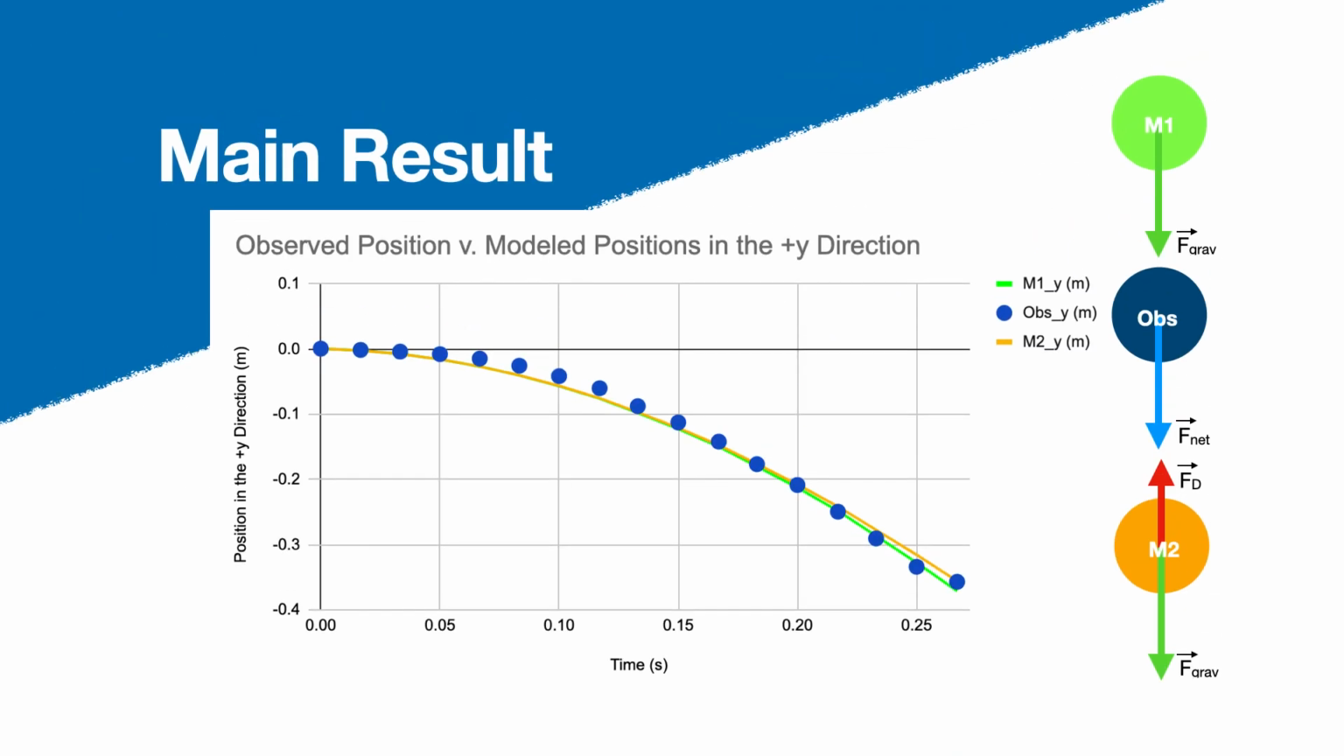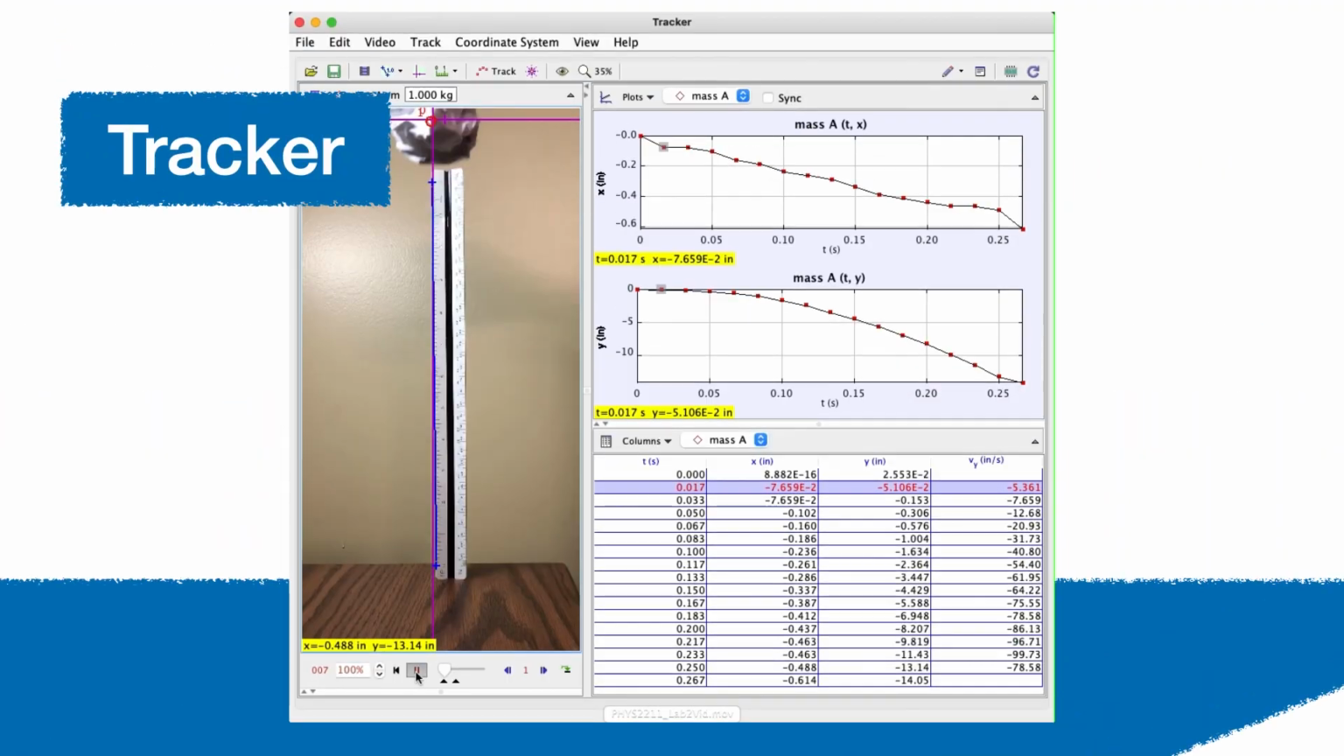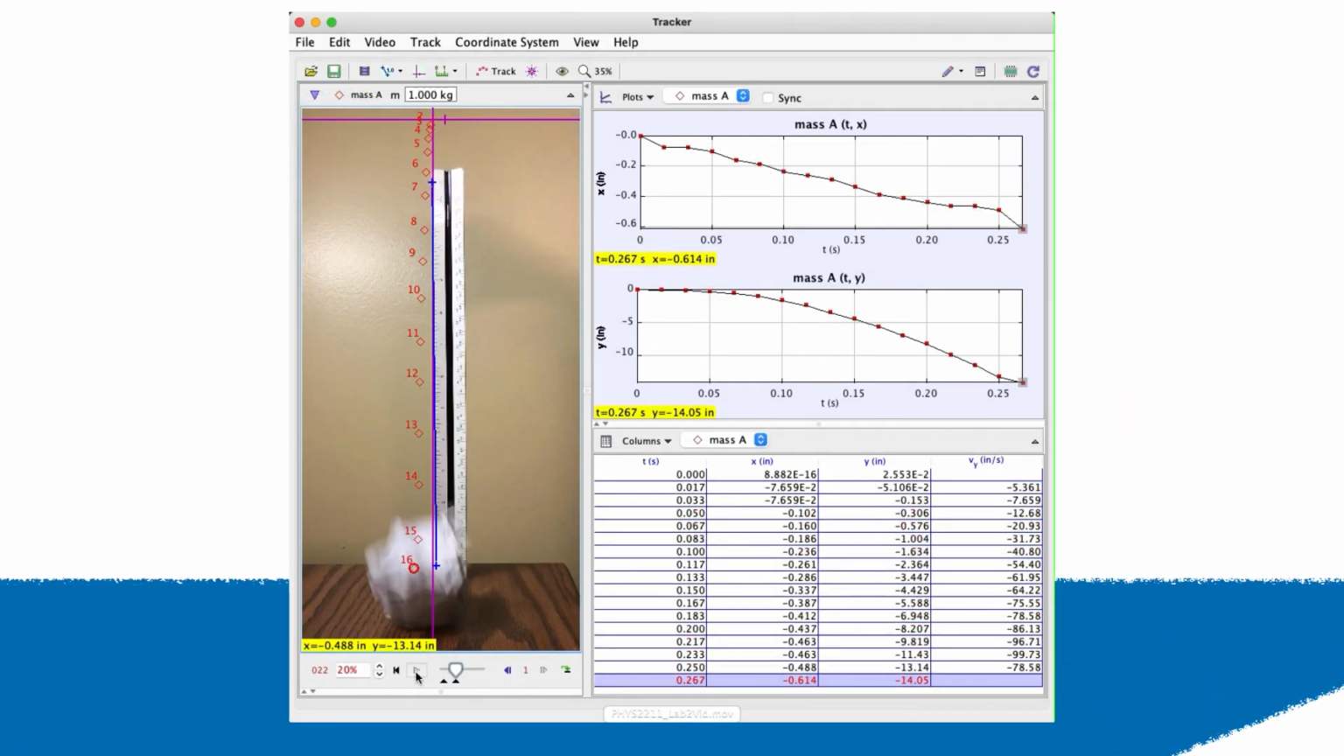After these steps, the main result of my lab is that there is evidence of drag influencing the paper ball, but its effect is minimal during the observed time interval. Shown here is tracker analyzing the recorded paper ball video for this lab, with the pink perpendicular line showing the x and y axes of the chosen coordinate plane and the red dot showing the ball's position at each key frame.